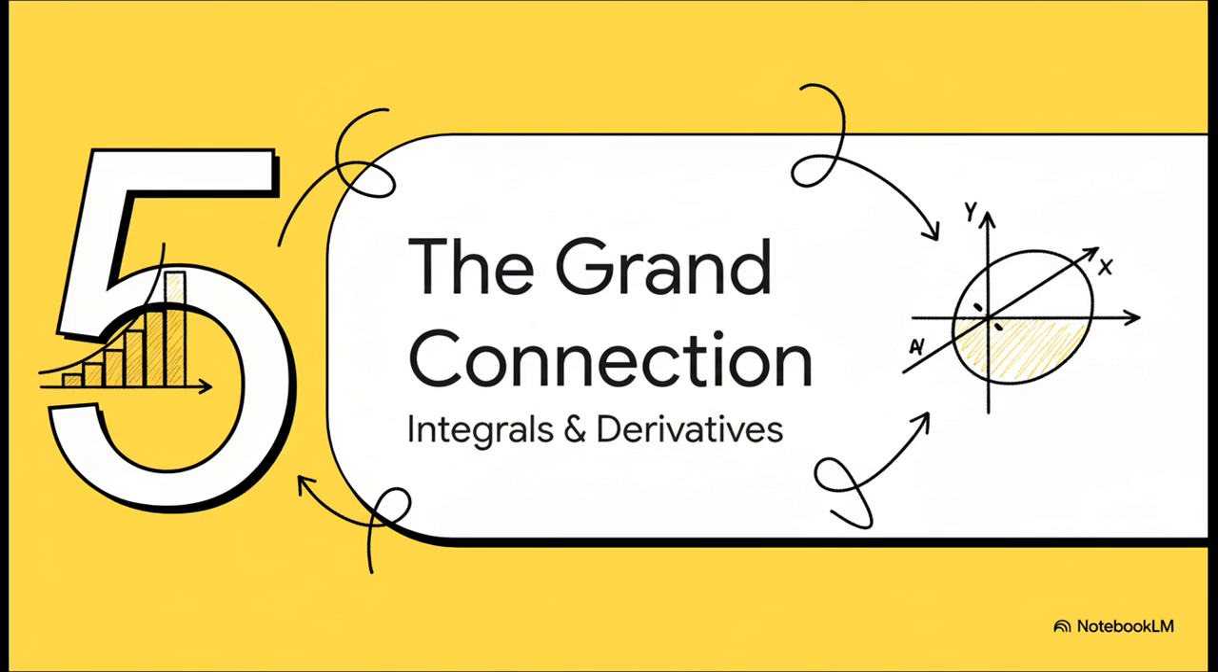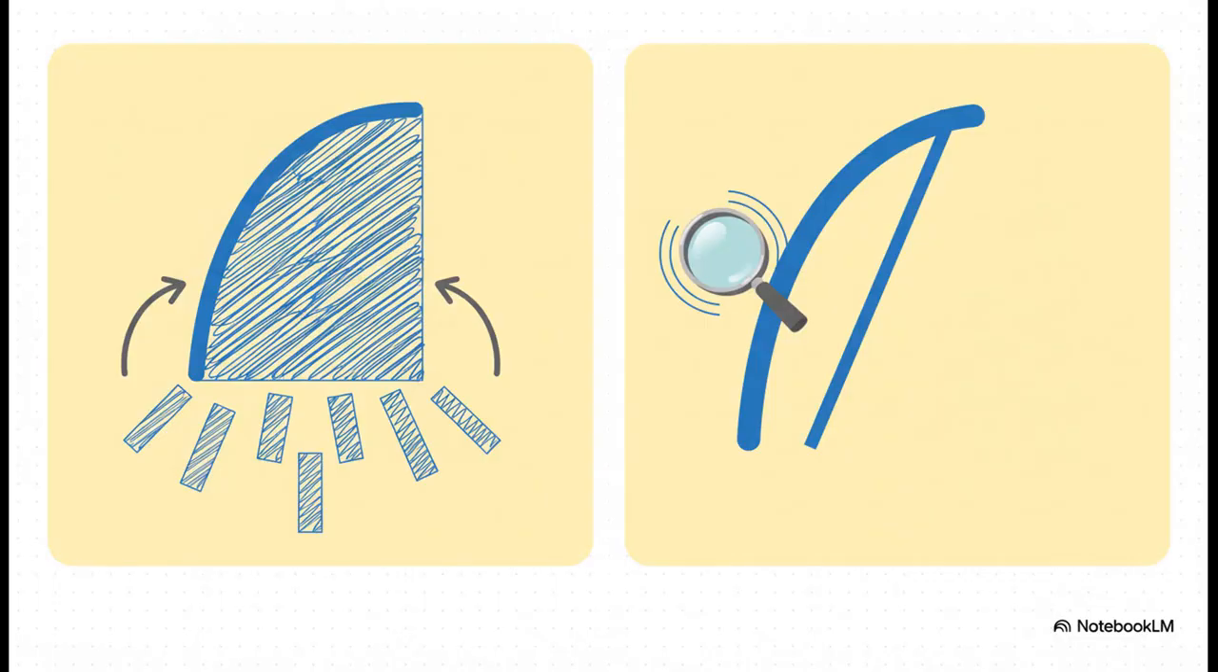So we've got integrals for adding things up, and we've got derivatives for measuring rates of change. What on earth do they have to do with each other? Let's get to the final piece of the puzzle and see how this all clicks together. Think about it like this. On one hand, you have the integral. That's the summing up process.